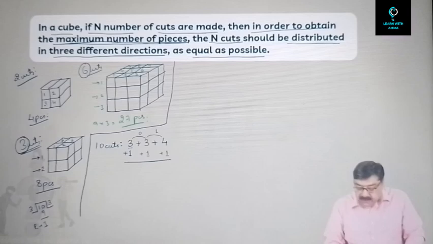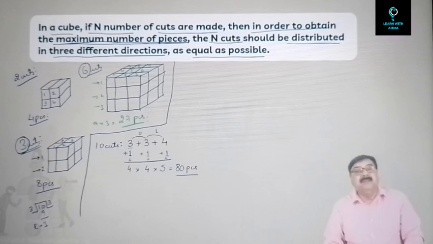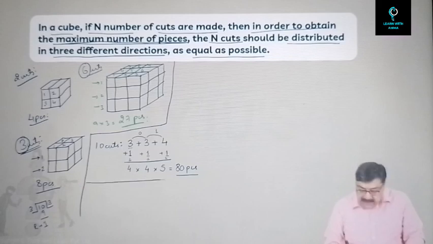So the total number of pieces produced, let us say in this direction will be 4, in this direction will be 4, in this direction will be 5. As these are the number of pieces produced in 3 different directions, we will multiply them. So 4 into 4 is 16, into 5 is 80. So 80 is the maximum number of pieces that can be produced by making 10 cuts to a cube. Now let's take another example. What about 11 cuts?